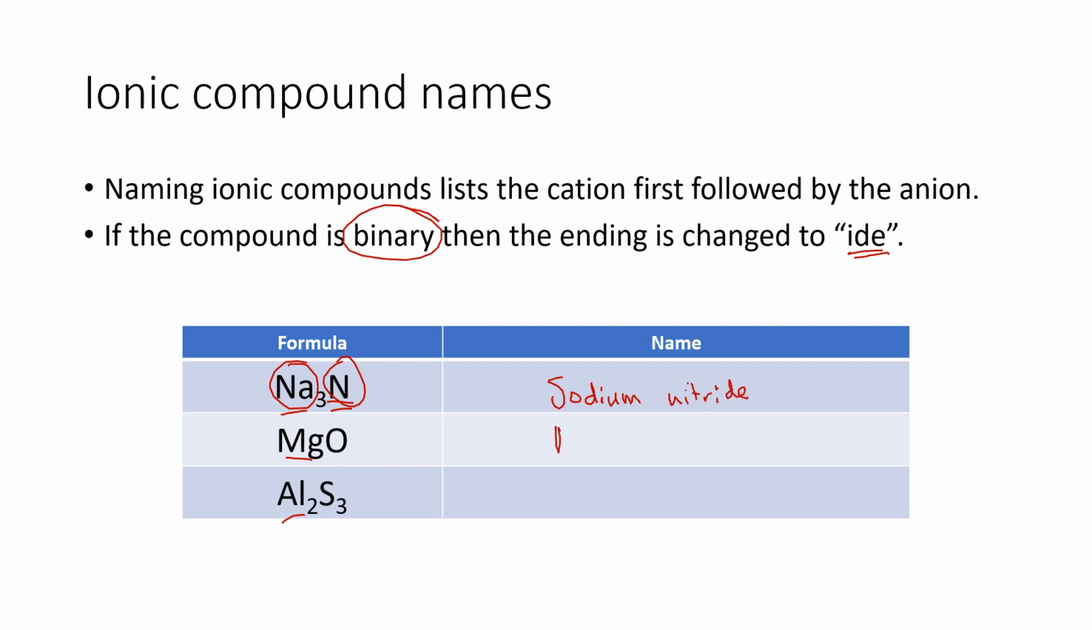And for the second one, it's going to be magnesium. Instead of oxygen, it's going to be oxide. The last one here is aluminum. And then instead of sulfur, it's going to be sulfide. Right, so IDE on the end. IDE just means that it's a binary compound with 2 elements.